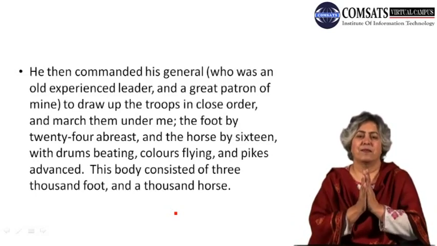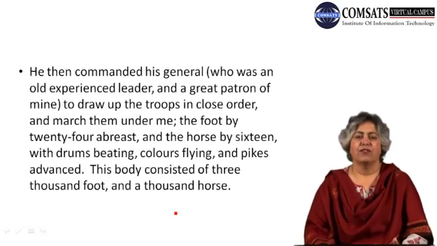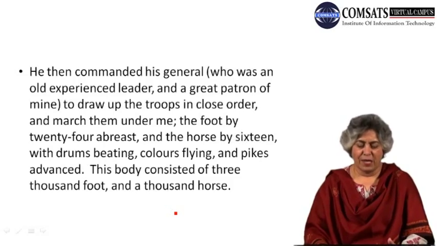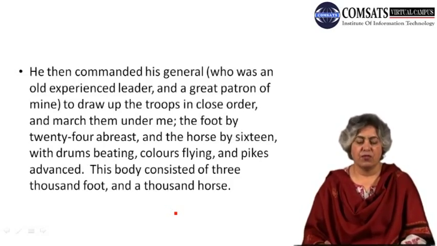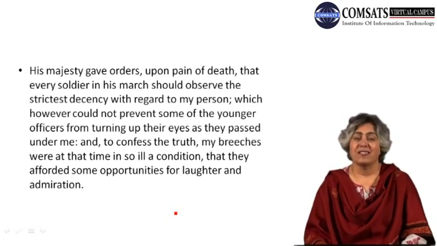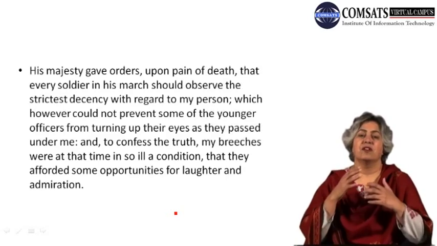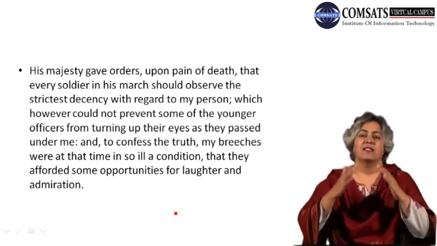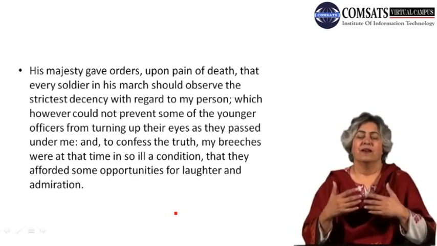Now, by that time, he says that a few of them would look up and they would get a close look at his clothes. So these are 3,000 foot soldiers and 1,000 from the cavalry. 1,000 horse means 1,000 riders. So 4,000 of the Lilliputian army passing under Gulliver.